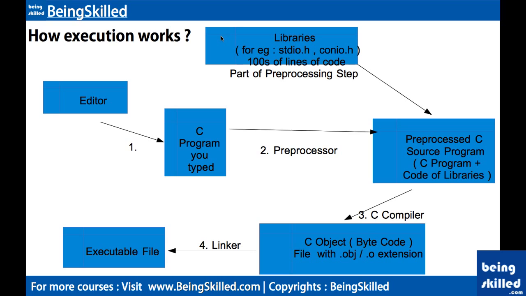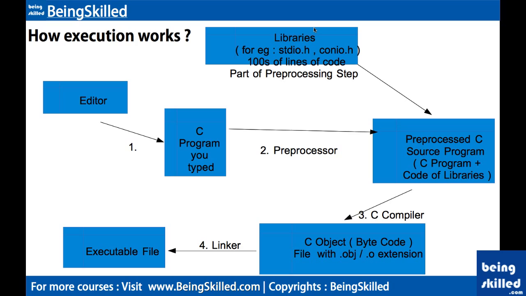After the pre-processing step, the source code's length becomes larger because it imported all the code from the header files which we included in our source code. After that, the C compiler compiles it to make an object file which has extension .obj. Then the linker plays a very crucial role, and we will learn about it in the next slide.